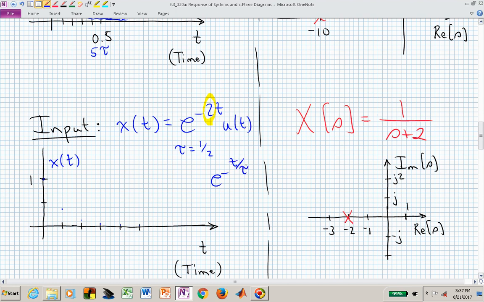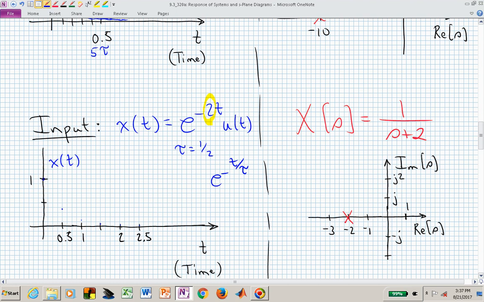What does tau have to be in order to end up with e to the minus 2t? Well, tau equal to 1/2 would do that. So now in this case, if we said that this particular point is now 1/2, here's 1, here's 1.5, here's 2. In 2.5 units of time, we now are going to be at 1% of where we started, which is 1, so we will be at 0.01 in terms of a value.